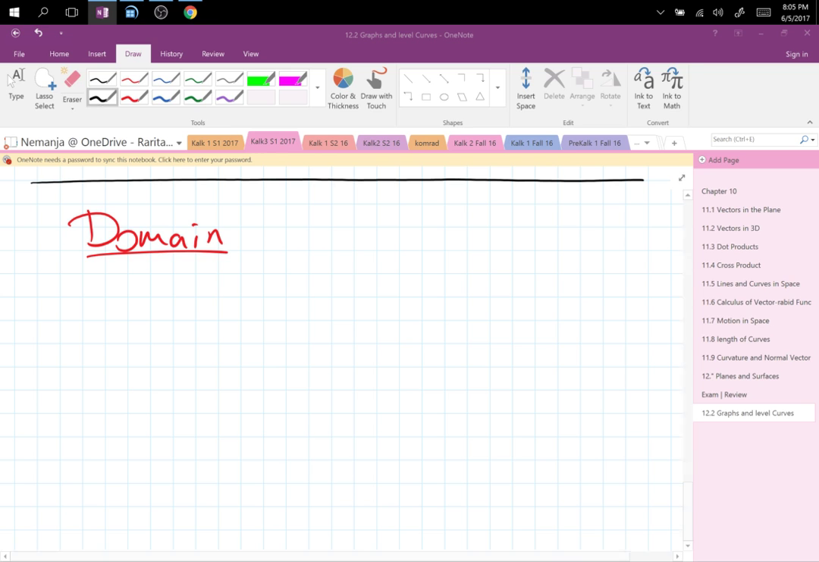So a few of these cases, let's say, first of all, look at, say, f of xy is defined as the square root of 4 minus x squared minus y squared.